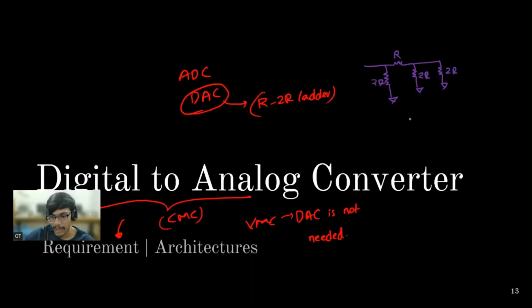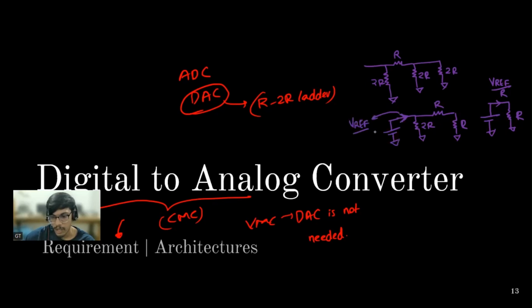Now if I combine these two, what will be my circuit? R, R, right? If I combine these two, there will be 2R parallel with this 2R and my equivalent circuit will be R. So this is my equivalent circuit with input of V reference and current will be V reference by R, right? So that is the current coming here. Understood until this point?